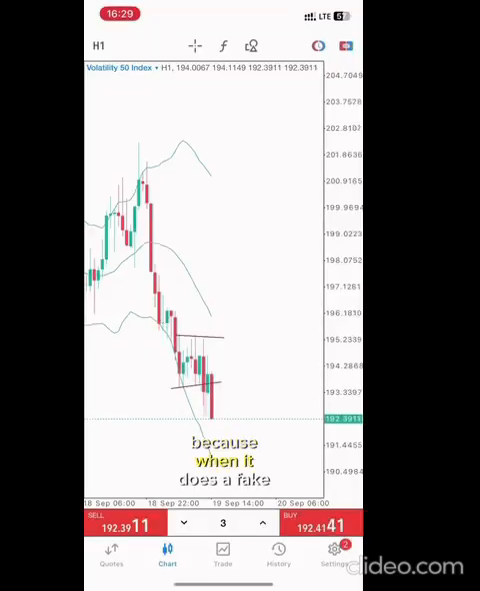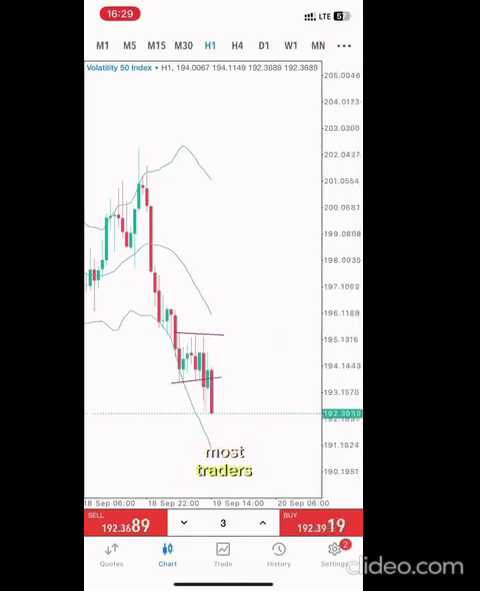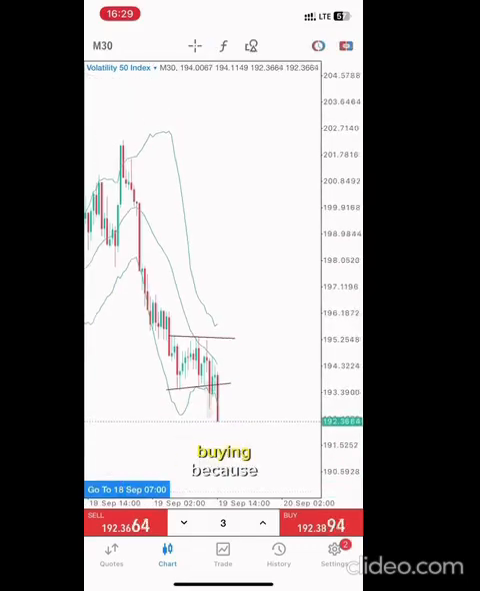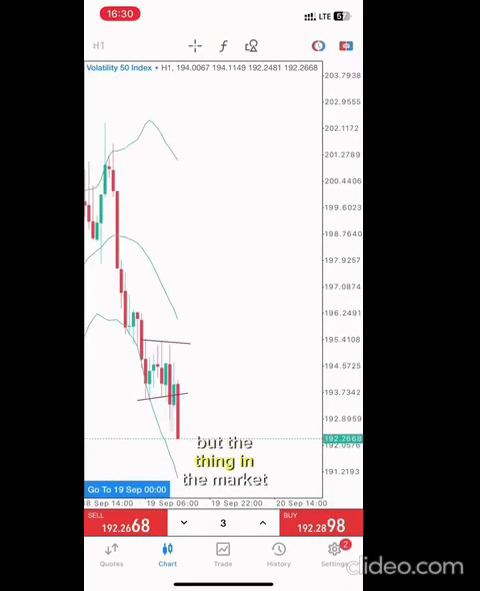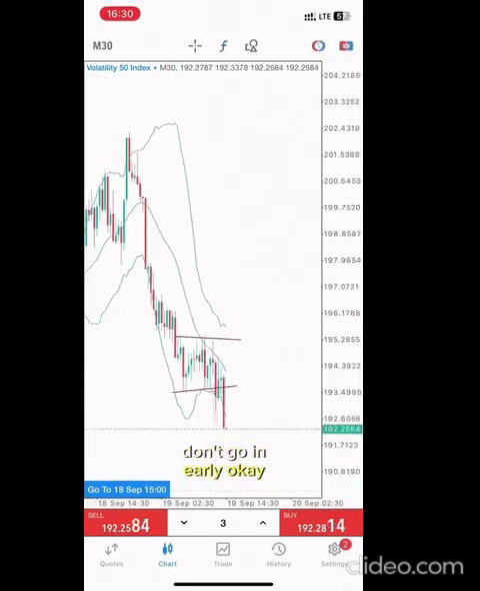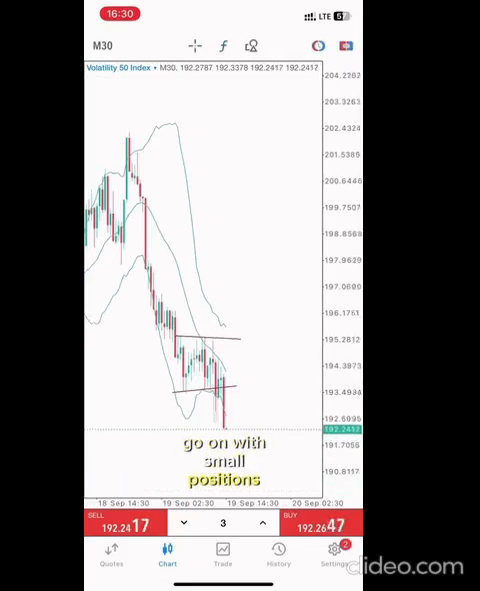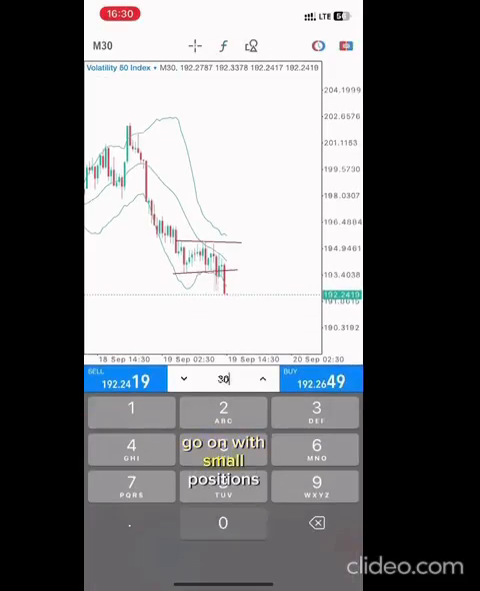because when it does a fake out, most traders immediately start buying because they identify the fake out and they are correct. But the thing with the market, don't go in early. Okay, don't go in early. If you want to go in early, go in with small positions.